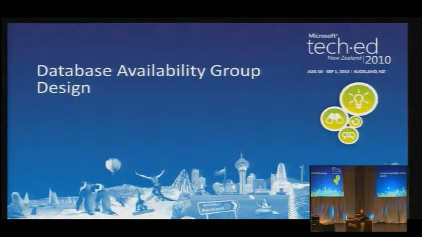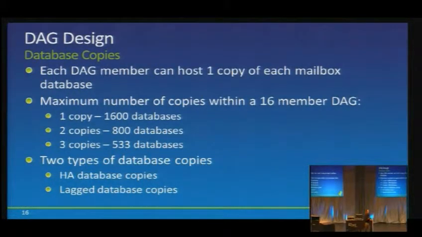Now, after you've got the array, then you can start looking at things like your DAG design. The DAG design refers to things like the number of servers in the DAG, the number of database copies in the DAG, and so forth, and how they're laid out. There are some rules with respect to database copies. The concept we had in 2007, known as local continuous replication, no longer exists. That means every DAG member can only have one copy of a given database on it. It can have up to 100 databases, but only one copy of a given database.